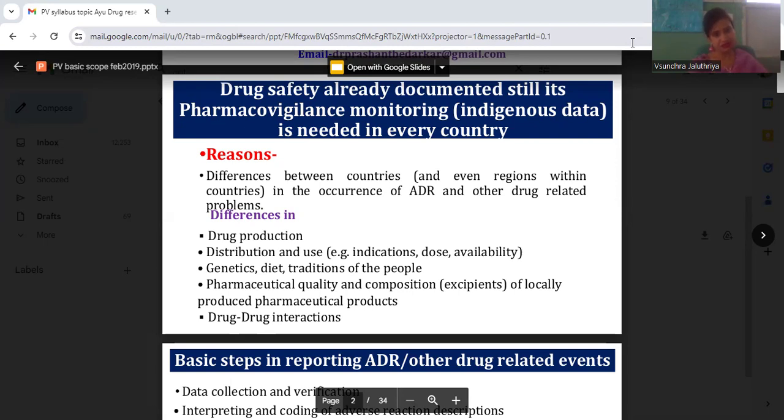and even regions within countries, and the occurrence of ADR and other drug-related problems. Differences in drug production, distribution and use, in indication, dose, availability, genetics, diets and traditions of the people, pharmaceutical quality and composition of locally produced pharmaceutical products, drug interactions.